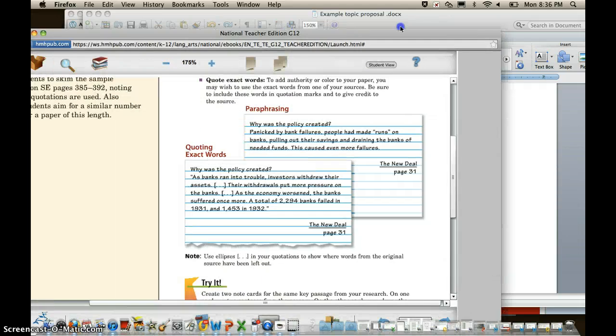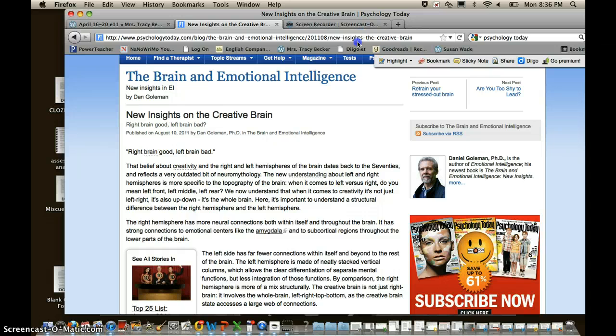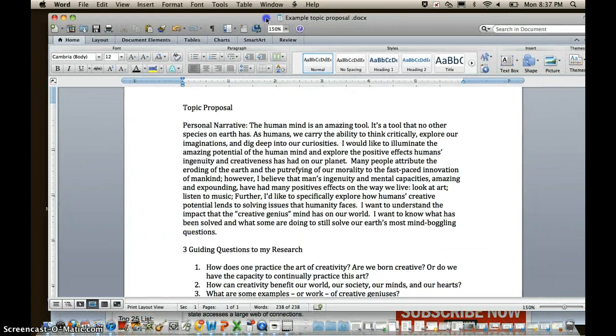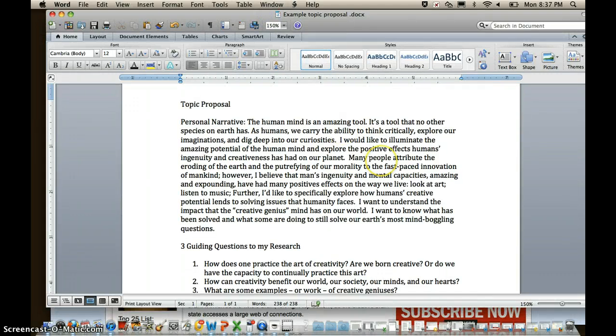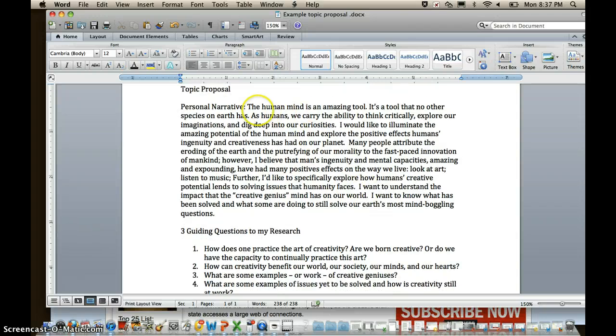Alright, so I'm just going to lead you through, kind of model for you how I would go ahead and note take. This is something that I created. I'm going to pretend that I'm you for a minute and that I created a topic proposal. Here is my proposal idea. I'm going to read it to you. You can read along with me.